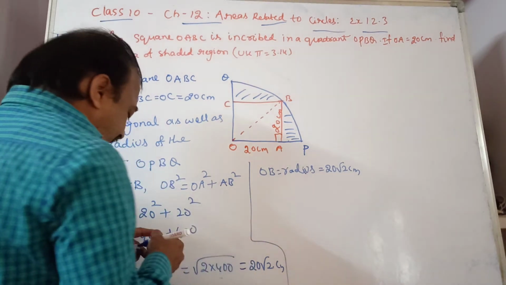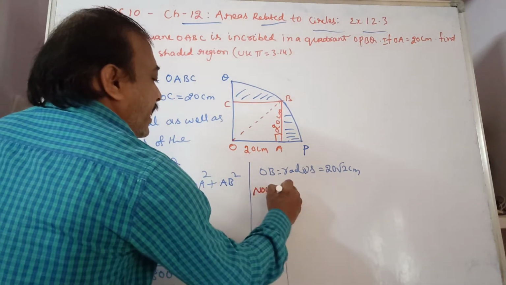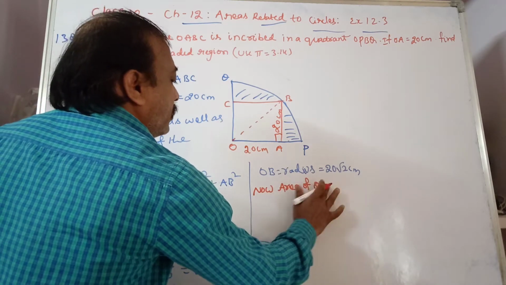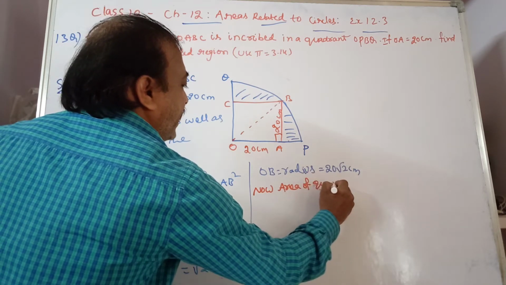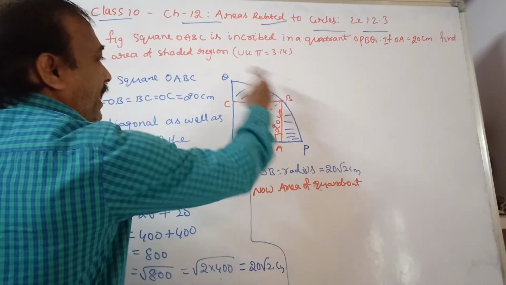Now, the area of the quadrant. What is the quadrant name? OPBQ.